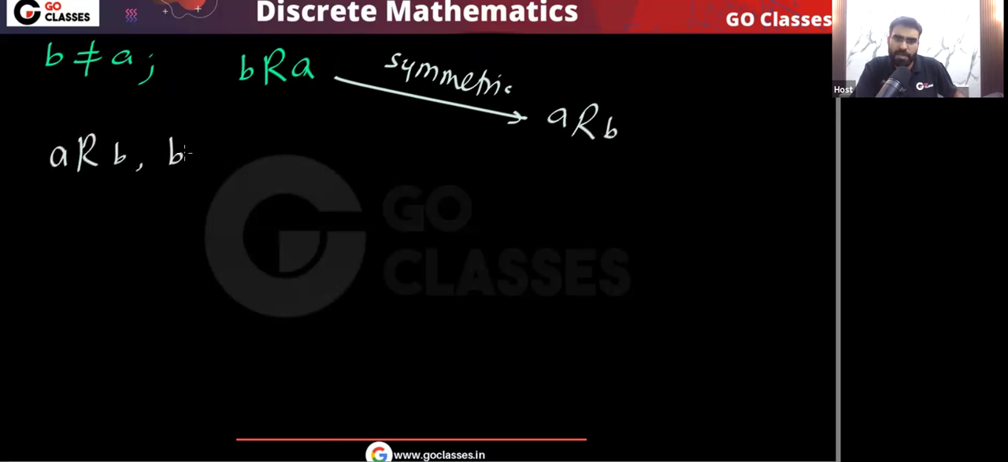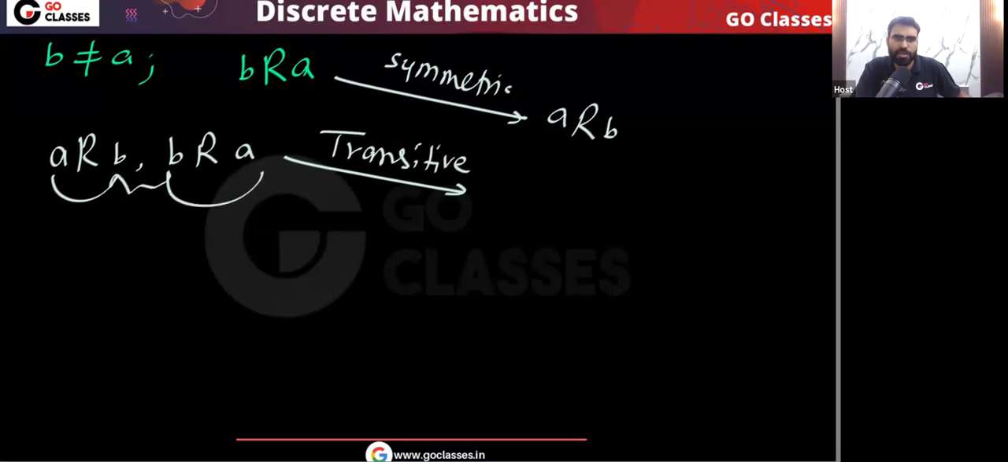See, very simple point. This is the point that B is not equal to A and B is related to A. Now, from the symmetric property, I can say that A will be related to B. Okay. Now we have A related to B, B related to A. So from the transitive property, A is related to A. And that is what we wanted. That's it.